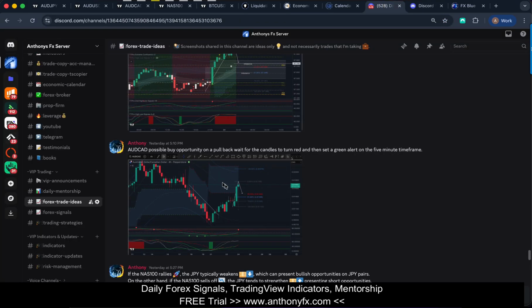Aussie CAD was the next one. Possible buy opportunity on a pullback. Wait for the candles to turn red, then green, or go on the green alert. There's the instructions. So that was the Aussie CAD.